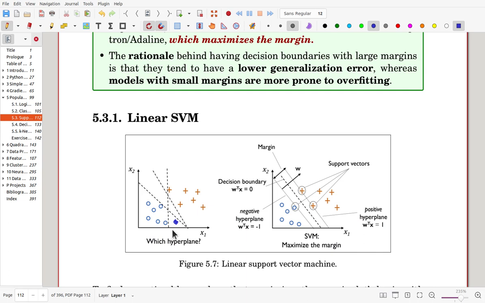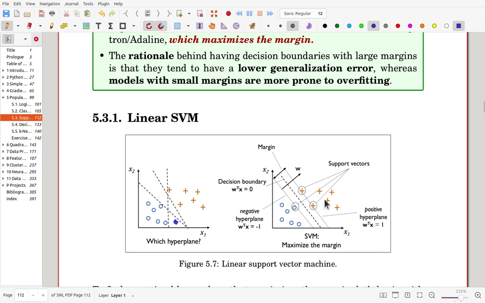Now, in SVM, we try to construct a separator such that if we make a band, the margin, the bandwidth, is as large as possible. That's the main idea of the support vector machine.